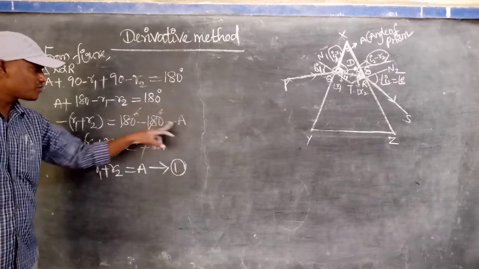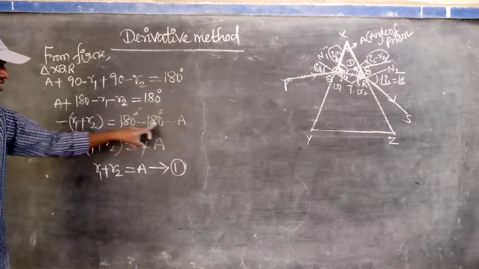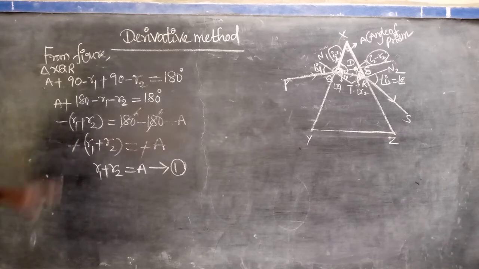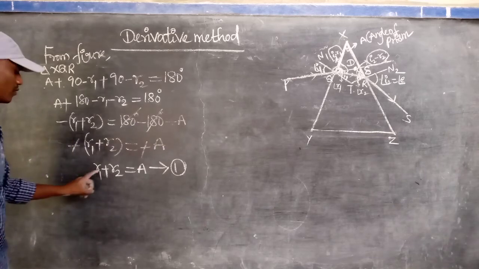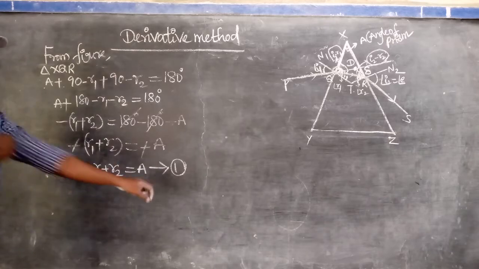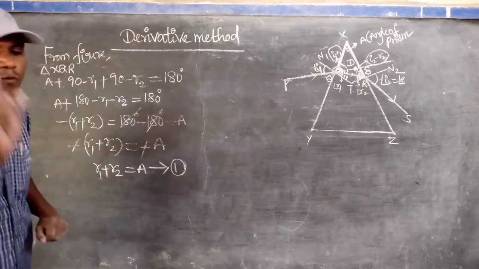That's why minus 180 minus A. Minus 180 plus 180, both are cancelled. Then minus A is there. Minus gets cancelled. Then the remaining R1 plus R2 is equal to A. So this we consider as equation number 1.